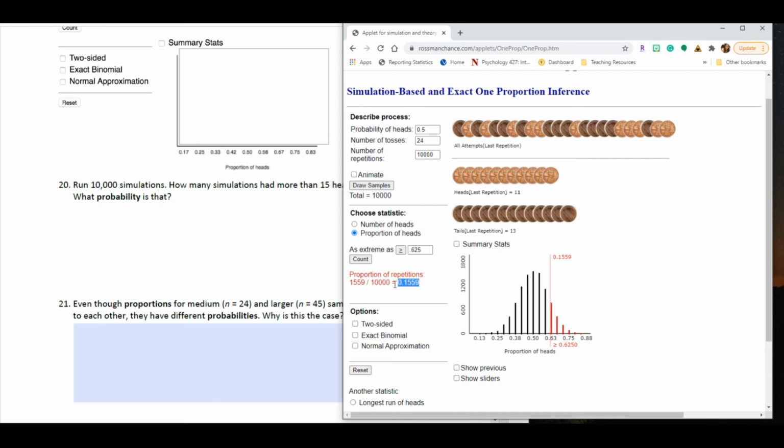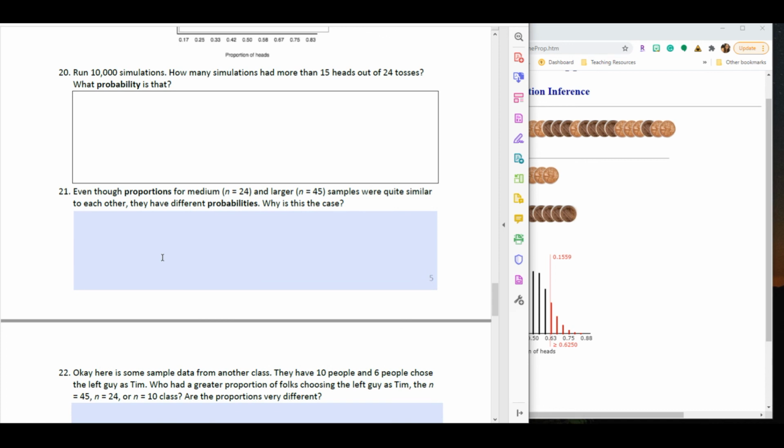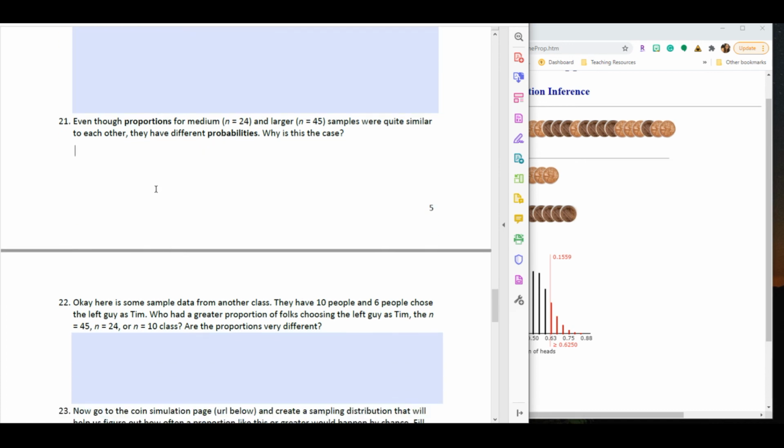The probability is going to be that value all the way on the right. It's basically the percentage of the time that it looks like ours or even more extreme, right? Looking into the tail of this distribution. So go ahead and look at yours and make sure you document what you got. And then 21 is another thinker. Give it a good think.